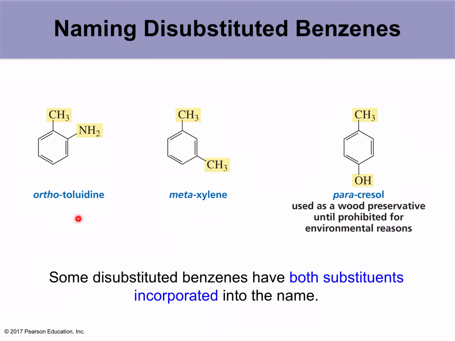Another one, so this one is ortho-toluidine, with the methyl group and NH2 adjacent to each other. Remember, without the NH2 group, this is toluene. And since in the ortho position you have an amine group, it is called ortho-toluidine. So this is called meta-xylene and this is para-cresol. Some disubstituted benzenes have both substituents incorporated into the name. So these are examples of those.